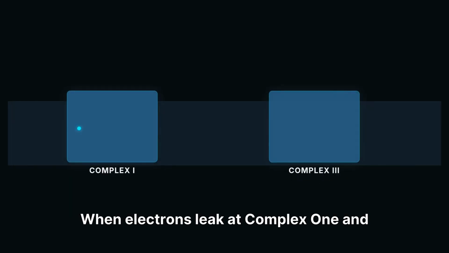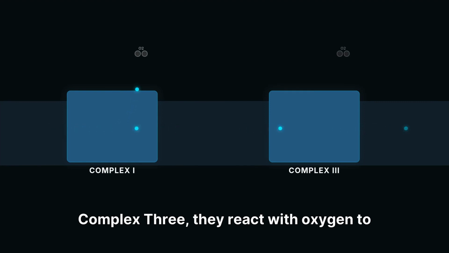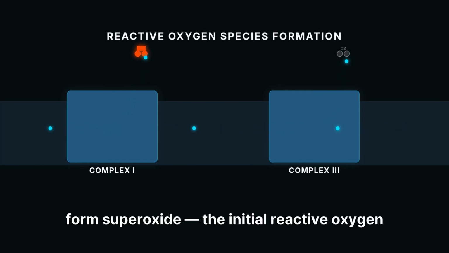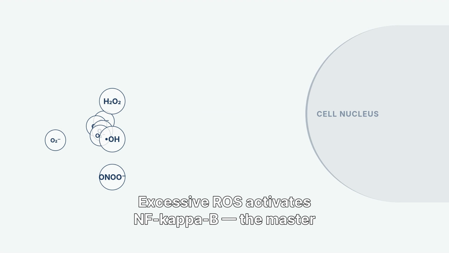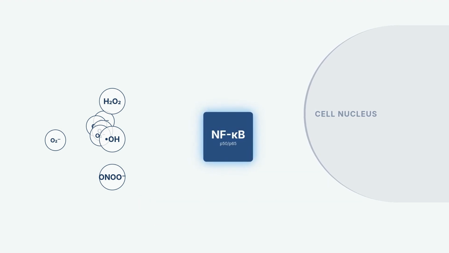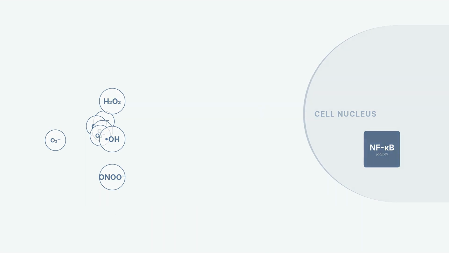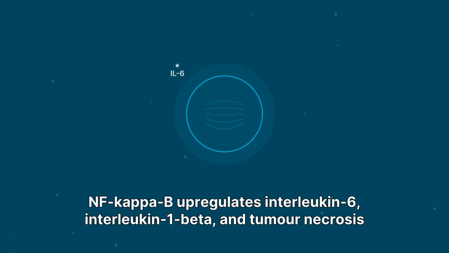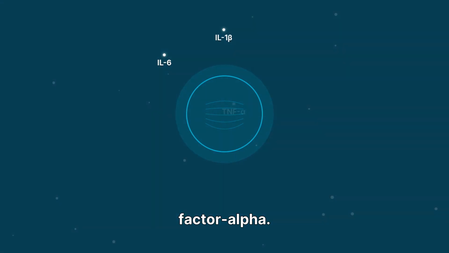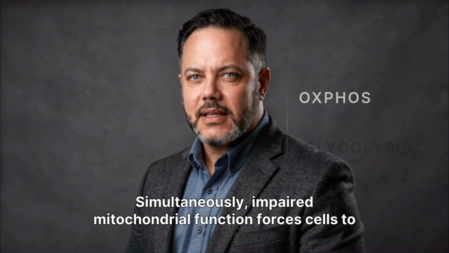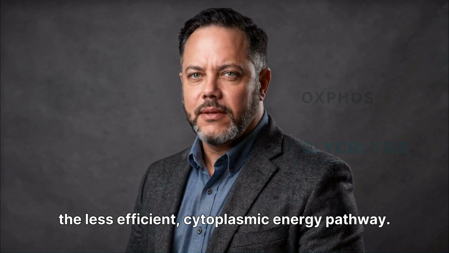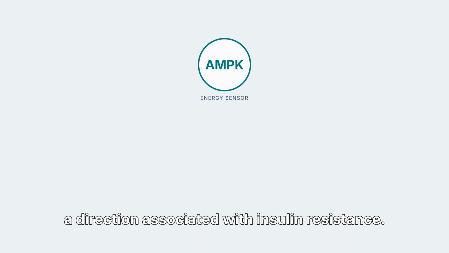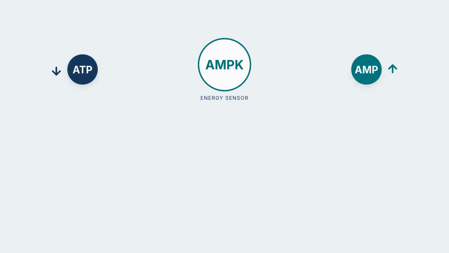When electrons leak at complex 1 and complex 3, they react with oxygen to form superoxide, the initial reactive oxygen species. Superoxide feeds into downstream ROS cascades. Excessive ROS activates NF-kappa B, the master transcription factor for inflammatory gene expression. NF-kappa B upregulates interleukin-6, interleukin-1 beta, and tumor necrosis factor alpha. Inflammation escalates. Simultaneously, impaired mitochondrial function forces cells to rely more heavily on anaerobic glycolysis, the less efficient cytoplasmic energy pathway. This shifts the cellular metabolic state in a direction associated with insulin resistance.